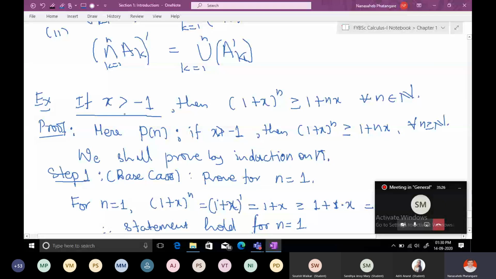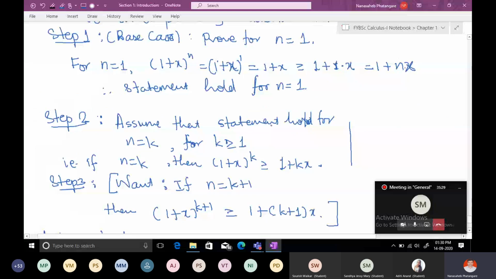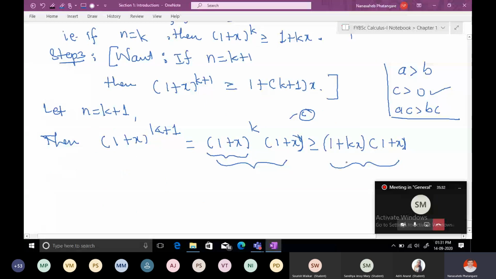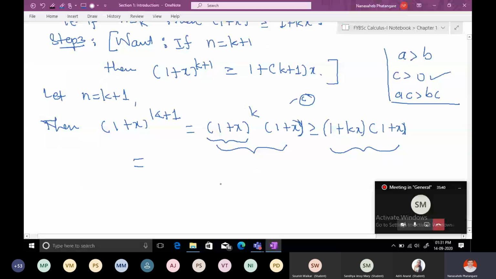Now multiply the right hand side, expand the brackets. So what we'll get: 1 plus x plus kx plus kx square. This is the right hand side. I am just expanding brackets, right? So if I combine these two, what I will get is 1 plus (k plus 1) times x plus some square term. Okay, now what I will do, I will neglect this square term and I will just pick up the first two terms and delete this.